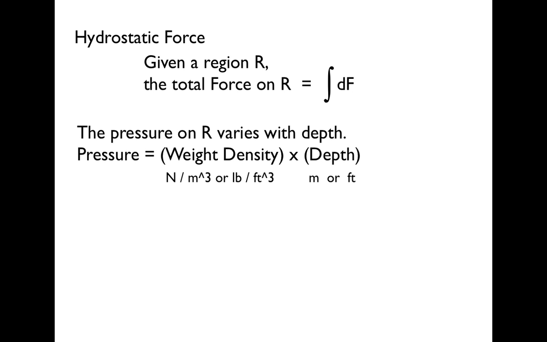All right, so pressure varies with depth, and here's how it works. Pressure is weight density times depth. Weight density is either newtons per meter cubed or pounds per foot cubed. That's a property of the fluid that we're in. And then depth is how far down below the surface you are. So here's that formula. The weight density is the Greek rho. So pressure equals rho times depth.